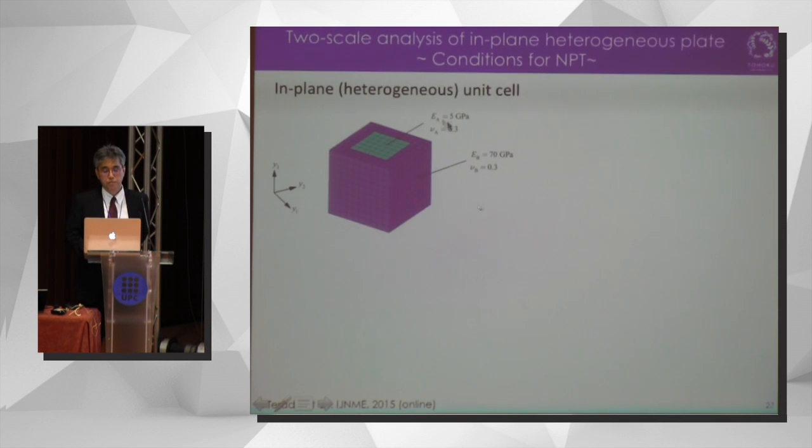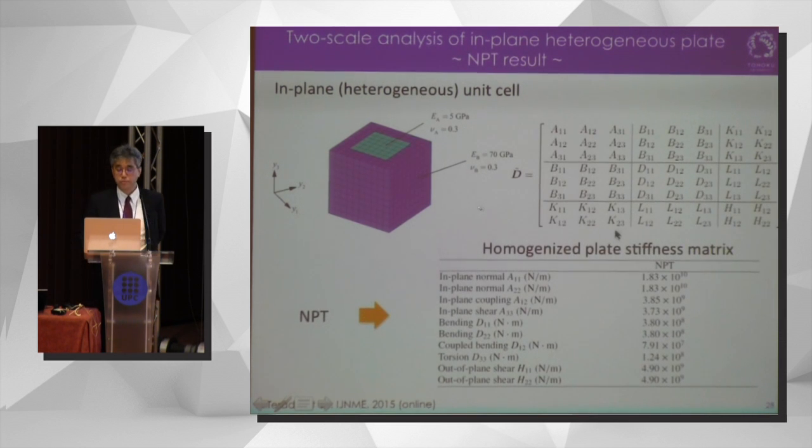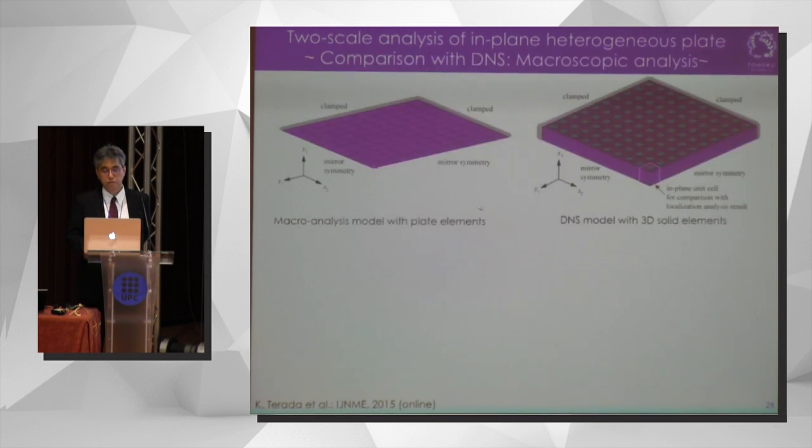Then let me show you a very simple numerical example with this in-plane cell. Linearly elastic materials are assumed for both inclusion and matrix phase. Then we impose 8 patterns of macroscopic deformation to this unit cell to have these microscopic deformations. Then we could compute the components of the homogeneous plate stiffness matrix like this, whose non-zero components are given here. Then by using this macroscopic plate stiffness matrix, we can compute the macroscopic equilibrium state.